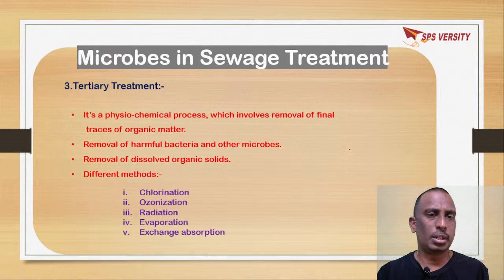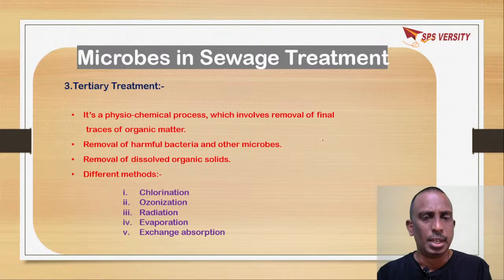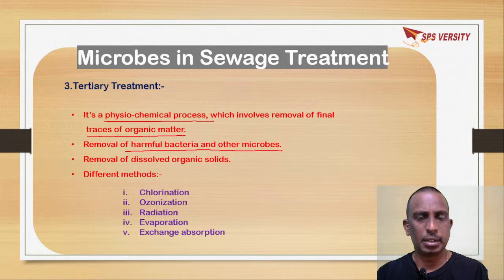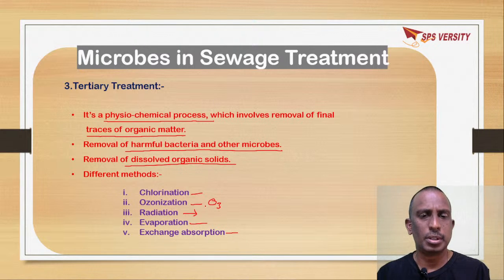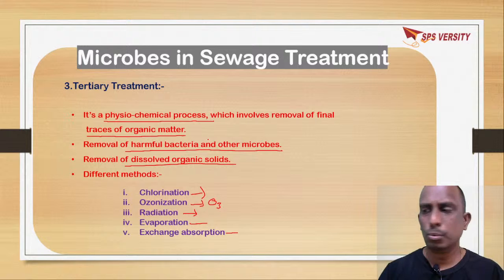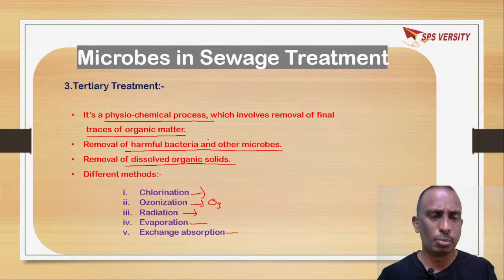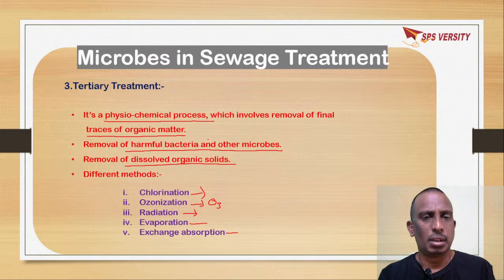And when it comes to tertiary treatment, it is not a biological process, it is a physiochemical process, which involves removal of traces of organic matter, harmful bacteria and microbes, and dissolved organic solids. For this, there are different methods like adding chlorine, treating with ozone, using different radiations, ultraviolet rays, evaporation, exchange absorption. These all are methods used in tertiary treatment, to remove the traces of organic matter, the harmful bacteria, as well as the dissolved oil.